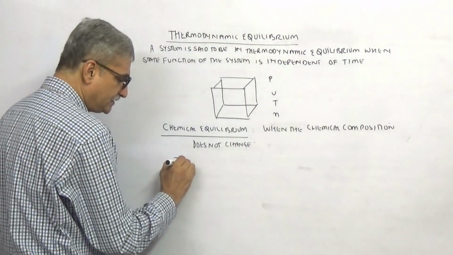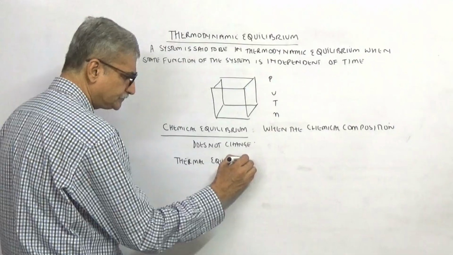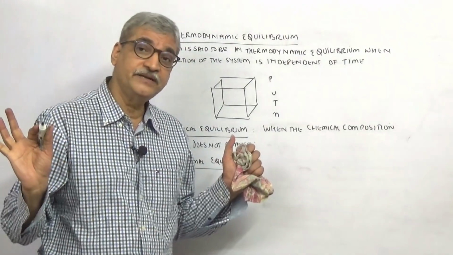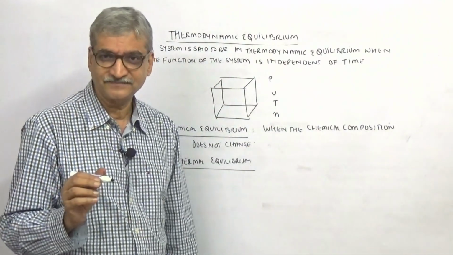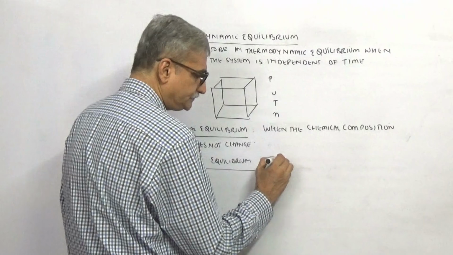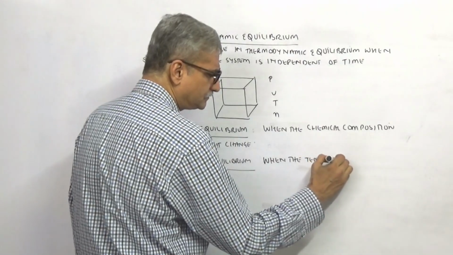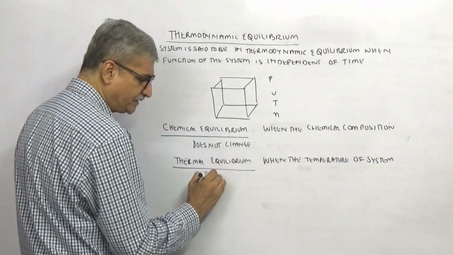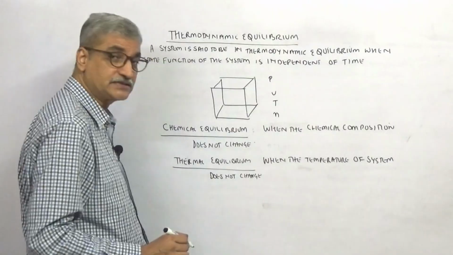Then the second is thermal equilibrium. So when do you say a system is in thermal equilibrium? When the temperature of the gas remains constant. You are doing so many other changes. There is a change of state, but temperature is not changing. So thermal is when the temperature of the system does not change with time, then we say it is thermal equilibrium.